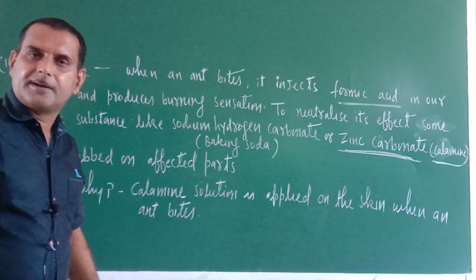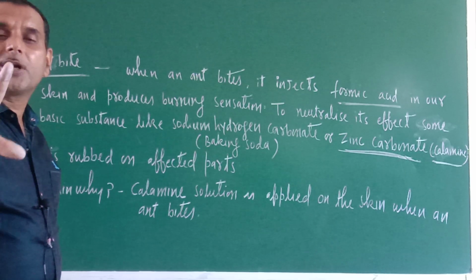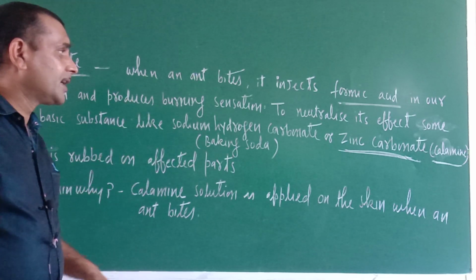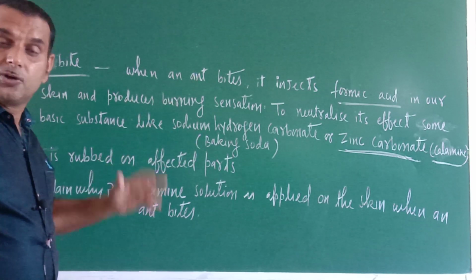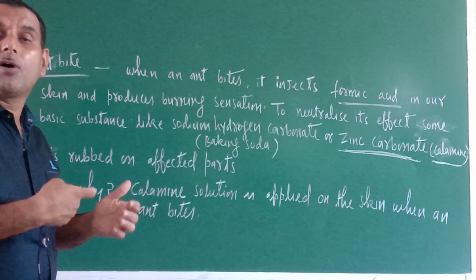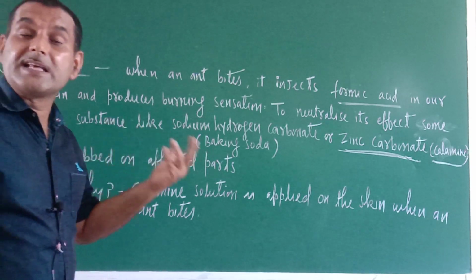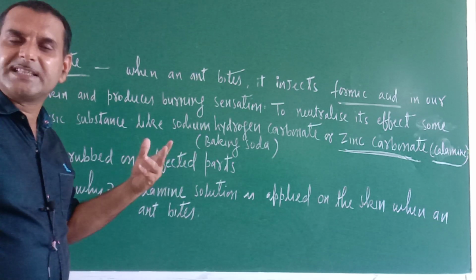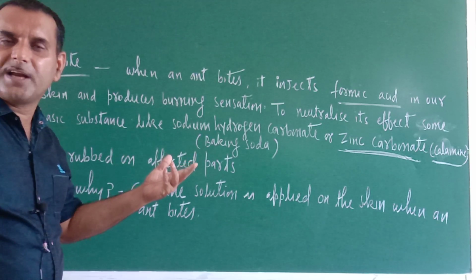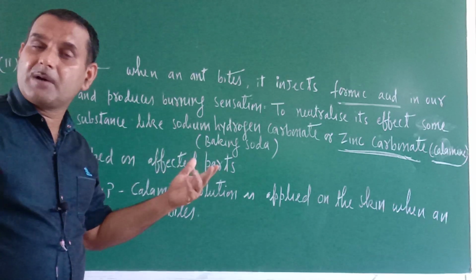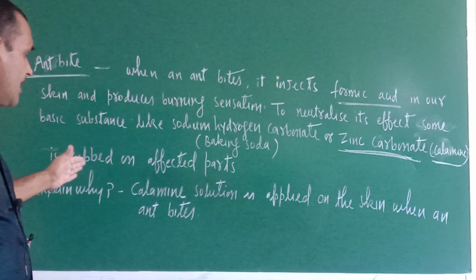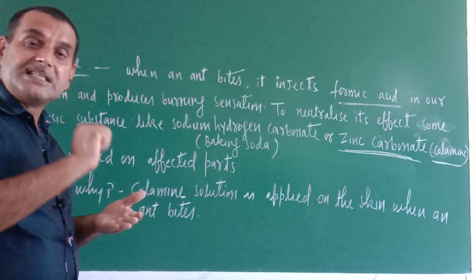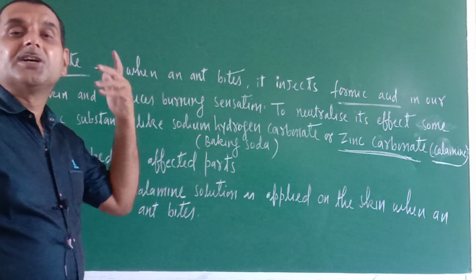Once again, listen here, how neutralization plays the important role at ant bite time. When an ant bites, it injects formic acid into our skin, and that formic acid produces the burning sensation and shooting pain. To neutralize its effect, some basic substances like sodium hydrogen carbonate or baking soda, or calamine or zinc carbonate, are rubbed on the affected parts, so that the effect of the acid injected into our skin can be neutralized.